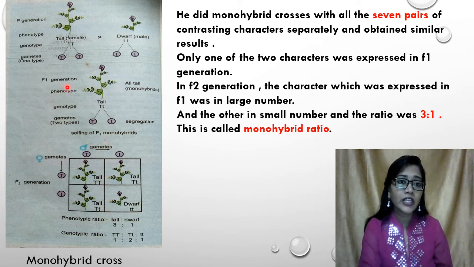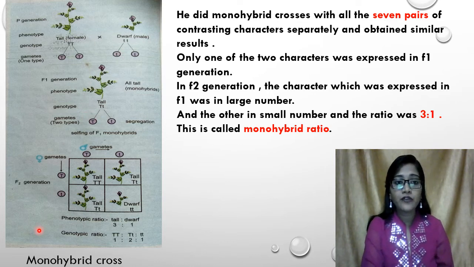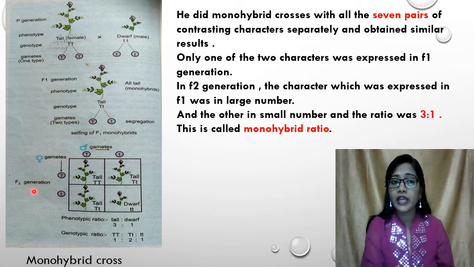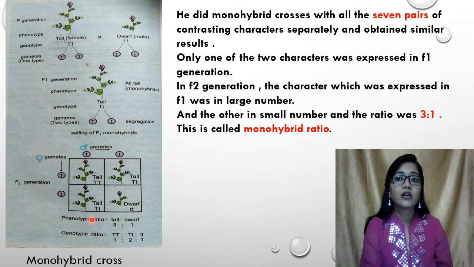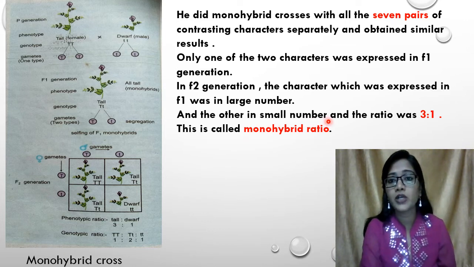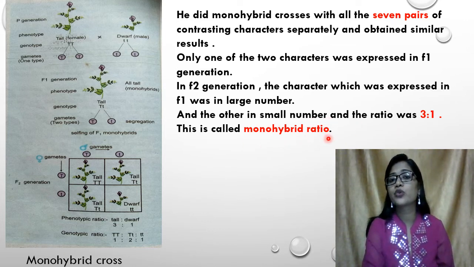So in the F1 generation, which type of plants did he get? He got tall plants. And when he carried out selfing of the F1 generation, he got the F2 generation. In the F2 generation he got the same character in large number, that is 3 tall plants out of 4 and 1 dwarf. Whatever character was expressed in the F1 generation was large in the F2 generation, and the other in small number, and the ratio was 3:1, and this ratio is called the monohybrid ratio.